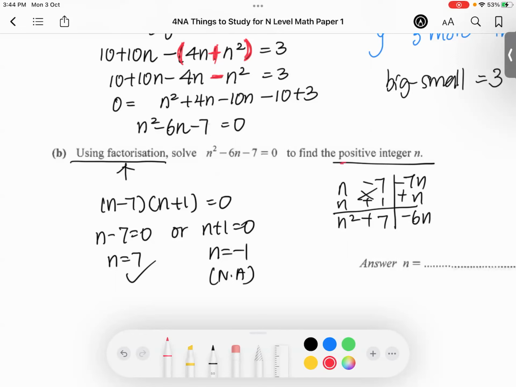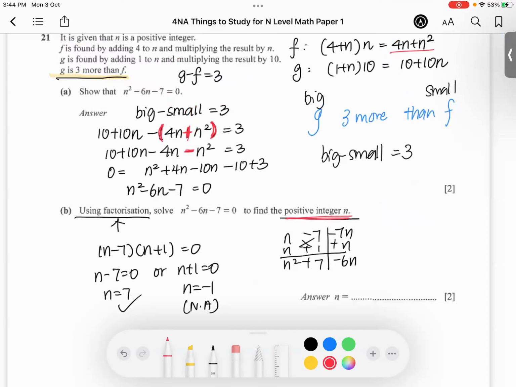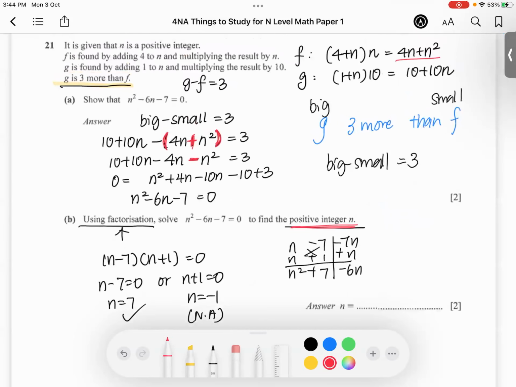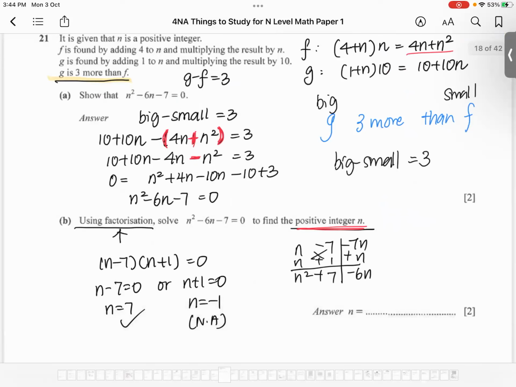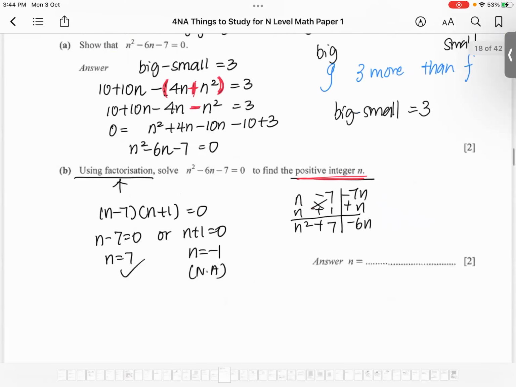Since they say n is a positive integer, so you choose the positive number. Okay, these are very standard questions that will definitely come up, either paper 1 or paper 2. Very common one. Then I'm going to continue next.